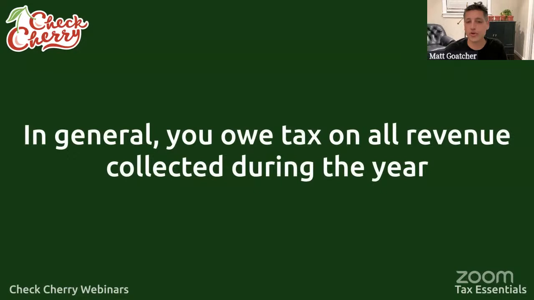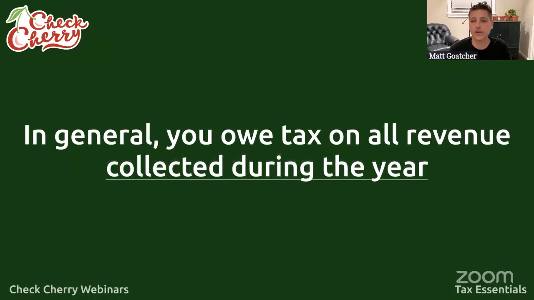In general, you're going to owe tax on all the revenue you collected during the year. So we'll zoom in here. It's worth emphasizing that it means collected during the year. So if you're doing cash accounting and you collected a deposit this year for an event next year, you're only going to treat that money that you collected as income when you're filling out your taxes.